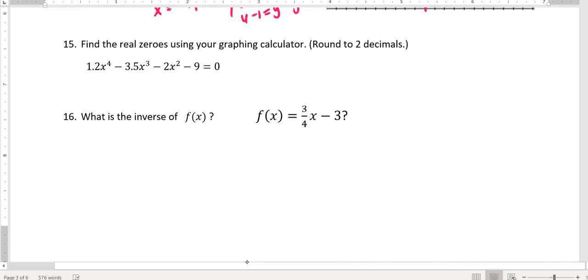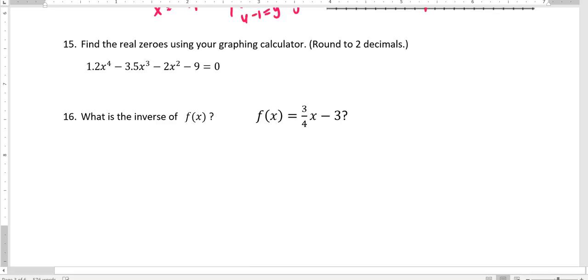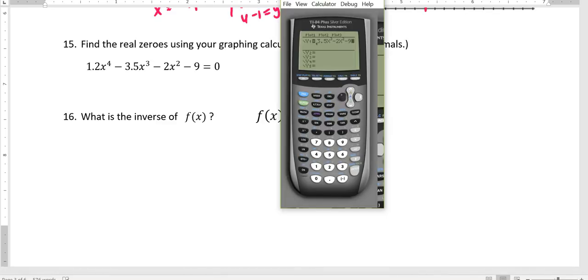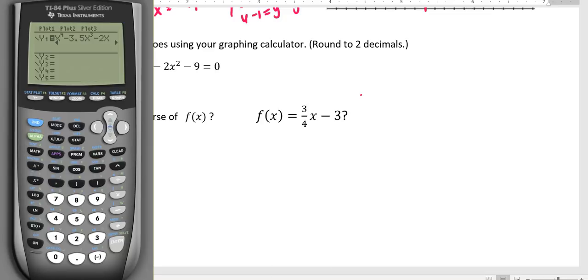Find the zeros on your calculator. So get those calculators out and enter this into your Y1 grapher. I went ahead and did that. You can see I entered mine in. Okay. Oh, and I can see I have a mistake here. This should be a 4. Just checking.